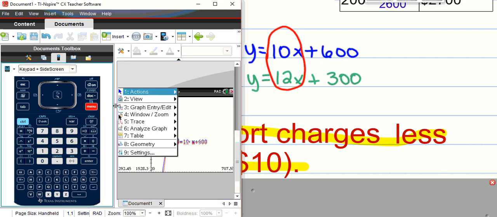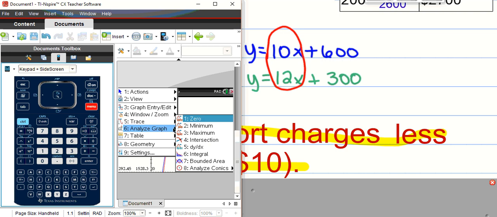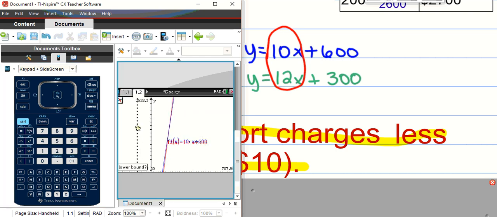and you go to Analyze Graph, number 4 is Intersection. So click Intersection. You see this dotted line. Lower bound is going to be on the left side. Upper bound is on the right side. And looky right there. You have 150 and 2.1e plus 3. I'll tell you what that means in just a second. But that's telling us right there they do cross when x is 150.